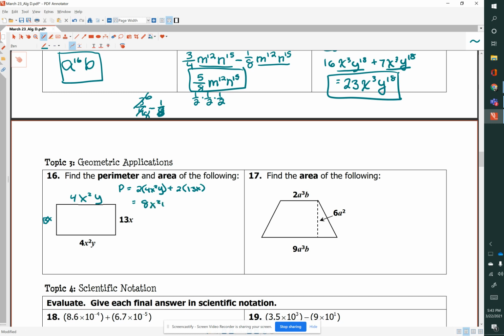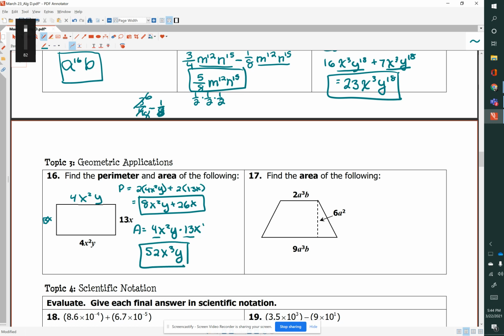8x squared y plus 26x. And those are not like terms, so that's our final answer. The area is length times width, so that would be 4x squared y times 13x. 4 times 13 is 52. X has an invisible exponent of 1. We add exponents. That would be 52x to the third y, a final answer on the area.